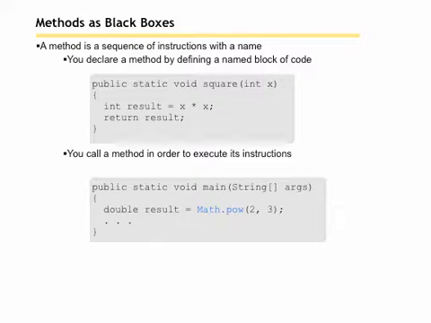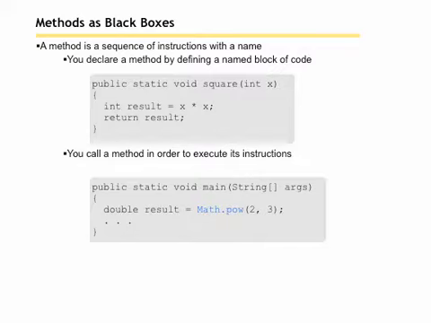Whoops, and there is a typo. Square. Sorry, I got derailed. I'll keep going. Square is the name of the method, and int x is the parameter. It's the information we're sending to the method so it can do its job. Inside the method, that's inside the open and close curly brace, we create an integer variable called result, and we set it equal to x times x, the square of the parameter x times x. And then we return result.